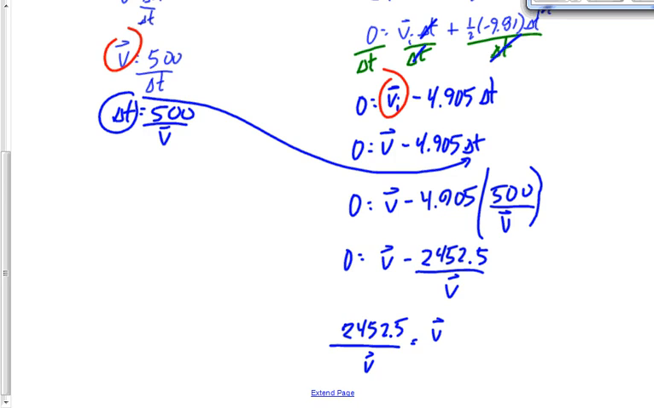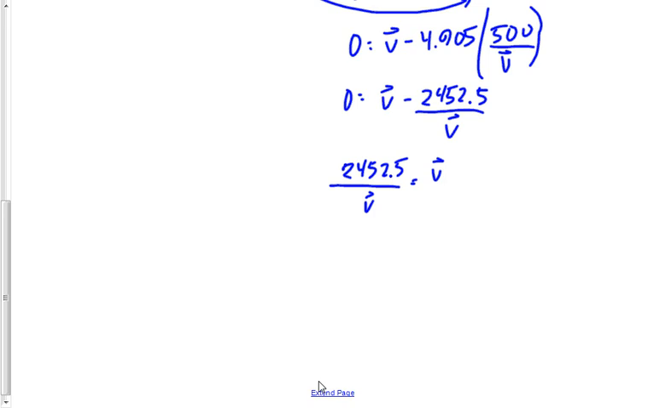Does that make sense? That doesn't make sense. Yeah, I guess it does. Okay, let's take the V up and square it. 2452.5 equals V squared. Square root that, what do we get? Oh, that's wrong. That's wrong, isn't it? No, that's right. What do we get there?